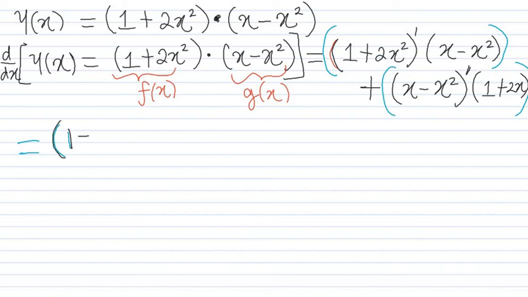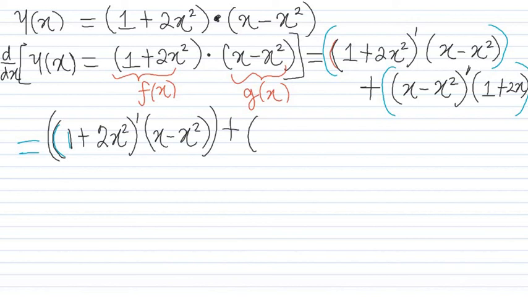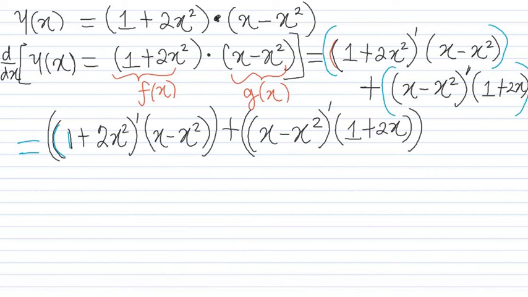So it'll be 1 plus 2x squared prime times x minus x squared, all of that, plus x minus x squared prime times 1 plus 2x. So basically, what's the differentiation of 1 plus 2x squared? We already know that differentiation of 1 is 0, so we'll just have 0 plus, and you don't have to write 0, you can ignore it, but I'm doing it because it's an introduction video. In more videos, I can ignore that.